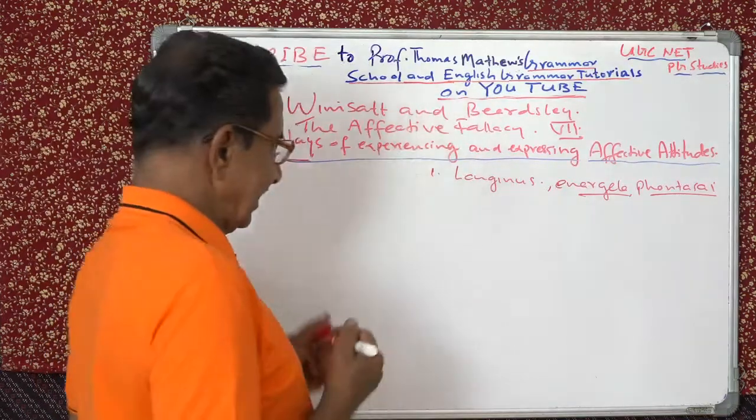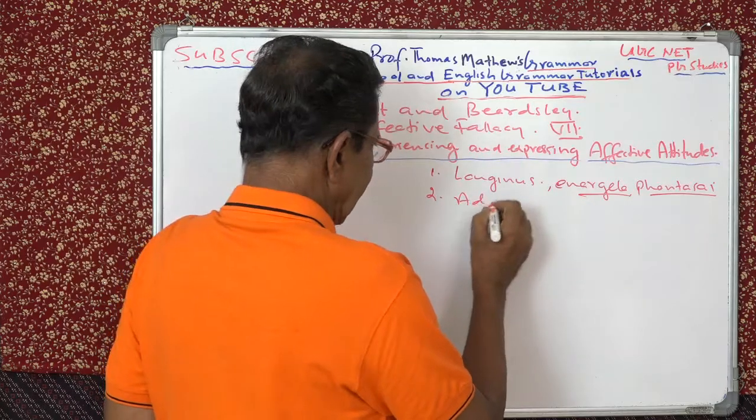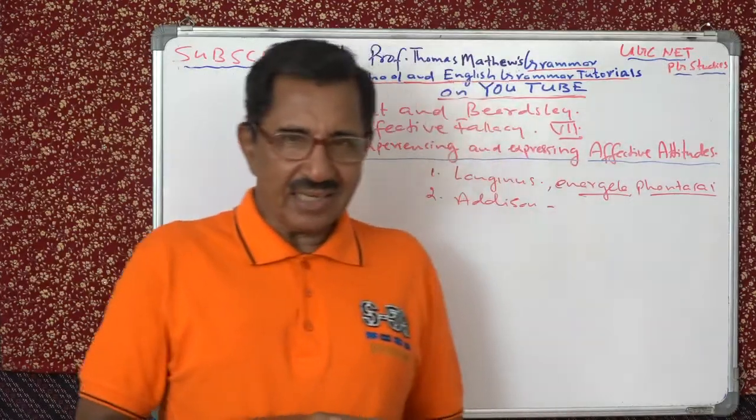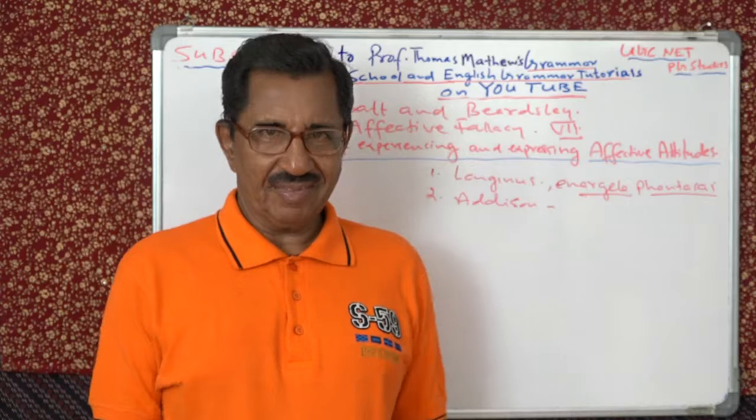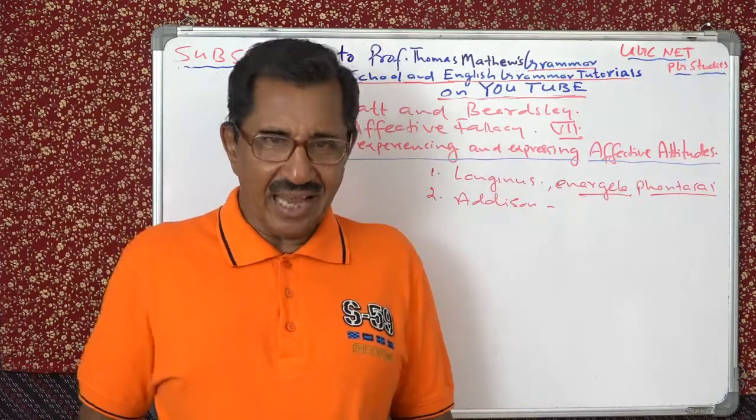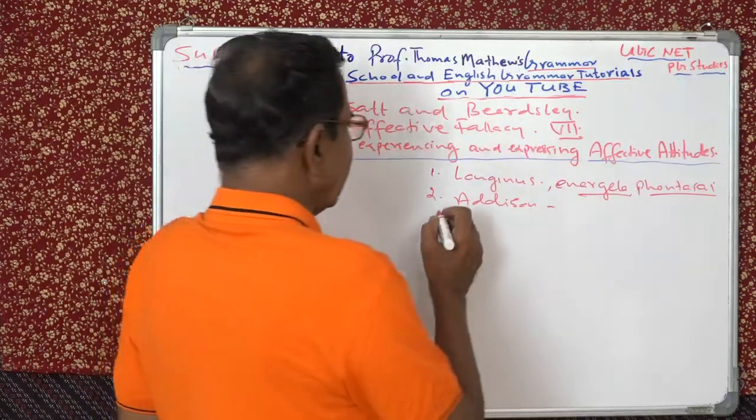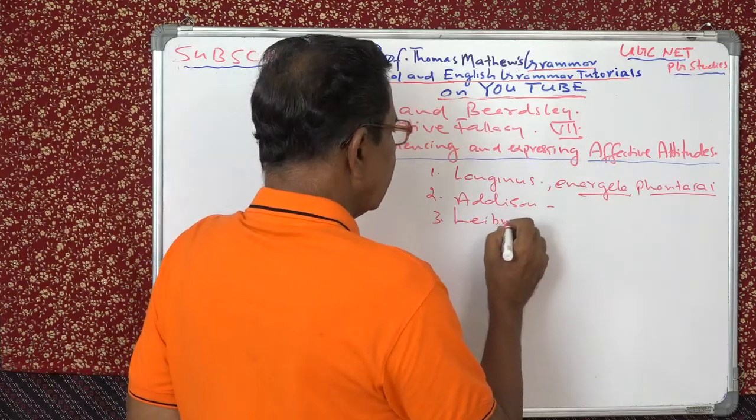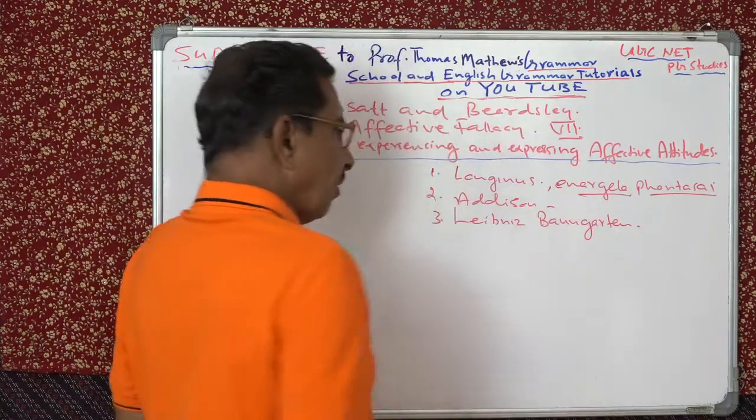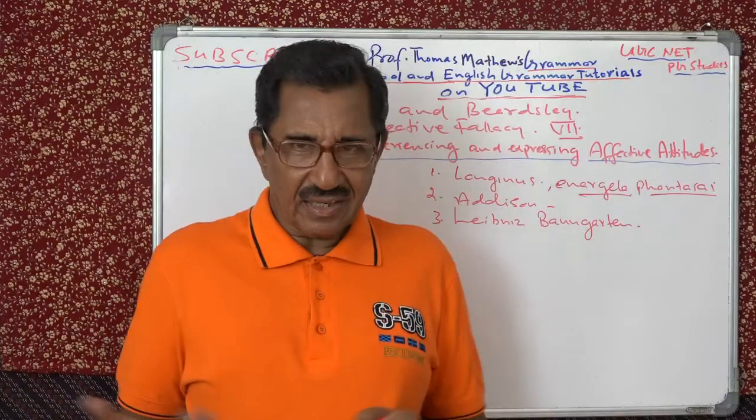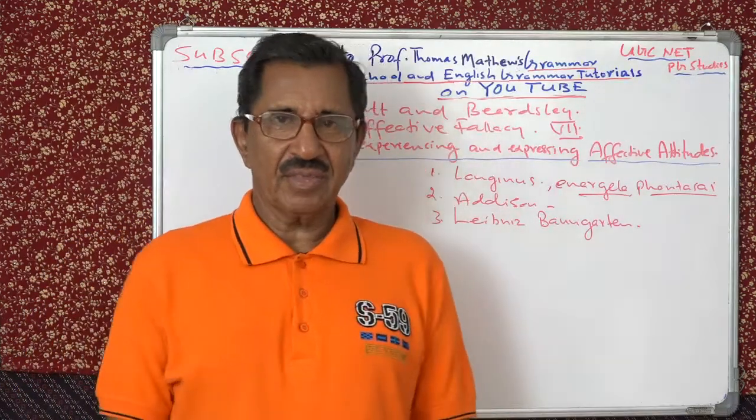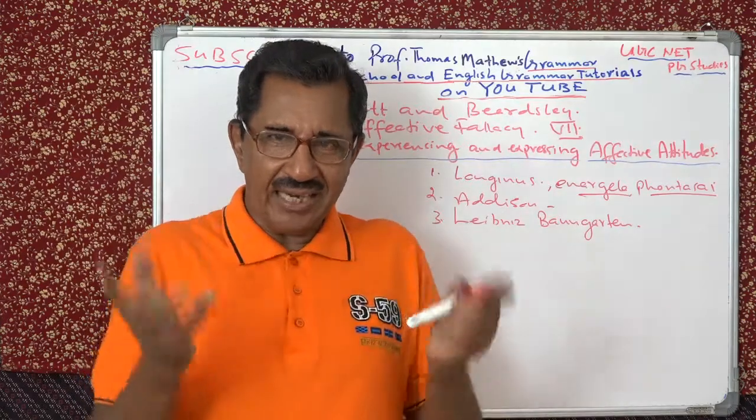Second is Addison. In his Spectator series, Addison speaks about celebrating the pleasures of reading. Third is Leibniz and Baumgarten. This is how different people experience it. They speak of beauty lying in sensuous ideas. Beauty lies in sensuous ideas.